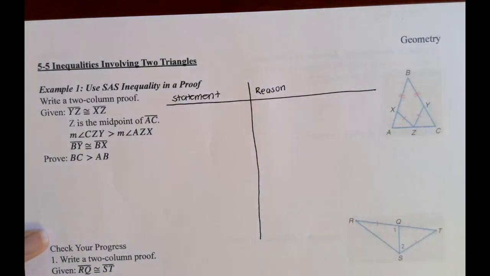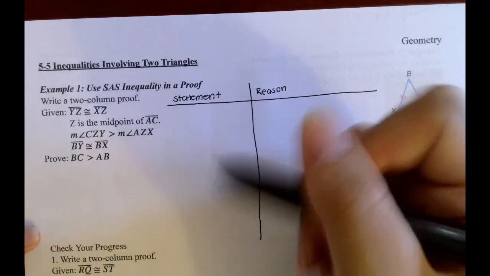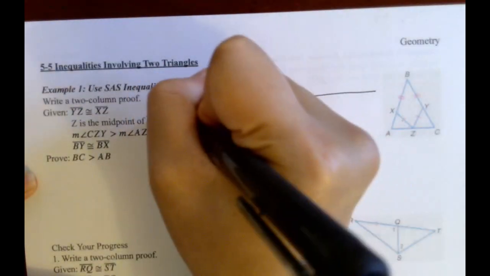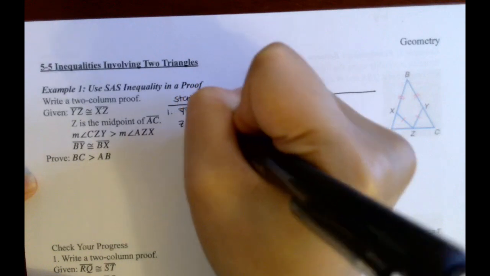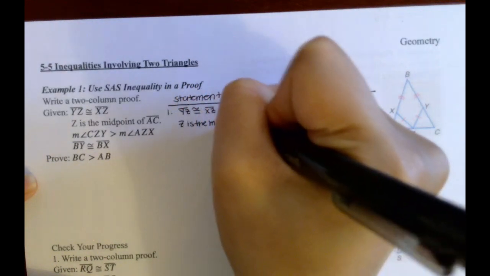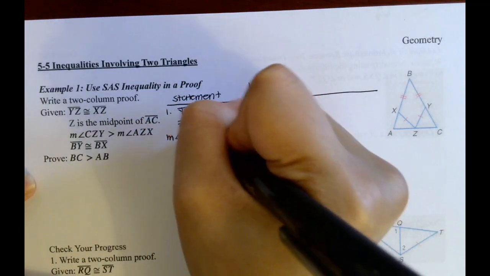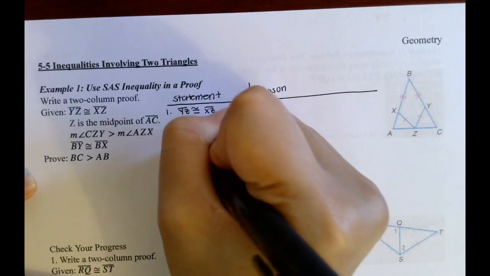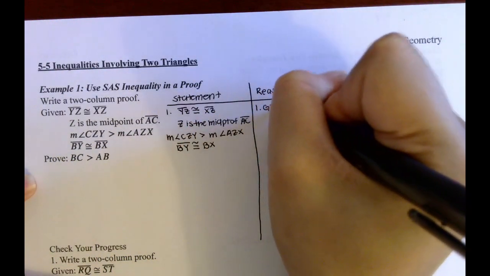I'm just going to write down everything. Sometimes some people like to write the given statement right before they're going to use it, but sometimes it's just easier to write it all together. So YZ is congruent to XZ. Z is the midpoint of segment AC. The measure of angle CZY is greater than the measure of angle AZX, and BY is congruent to BX. Okay, so this was all given.